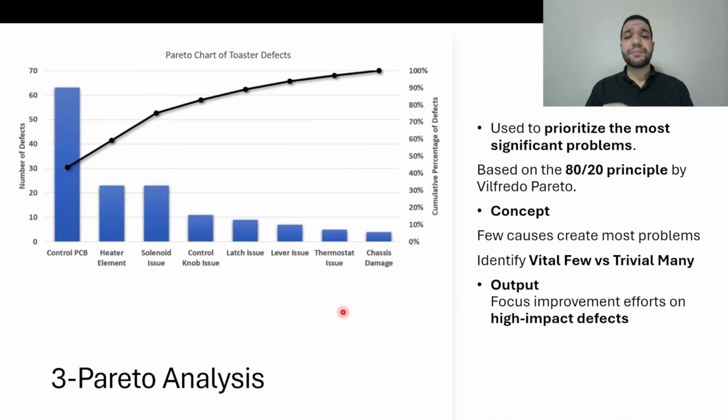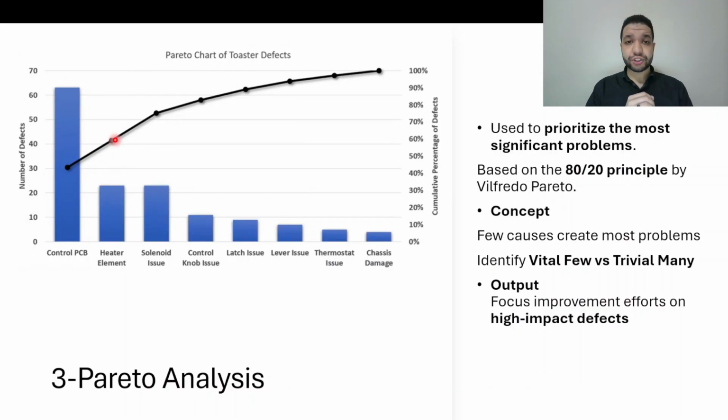Then let's prioritize the most significant problems using the Pareto chart, developed by Vilfredo Pareto. This chart here shows how many defects per each problem, and this line here is a cumulative line of the percentage of the defects. For example, the control PCB creates more than 60 defects, which are about 40%. And then with the heater element, about 60% of the percentage of defects.